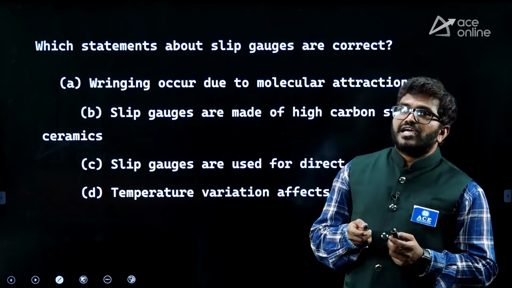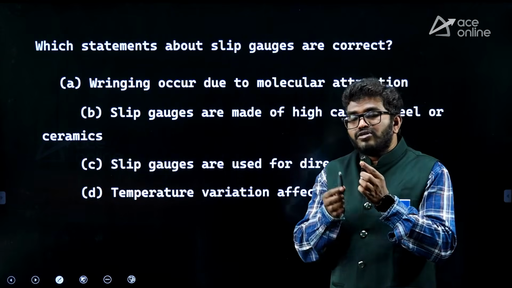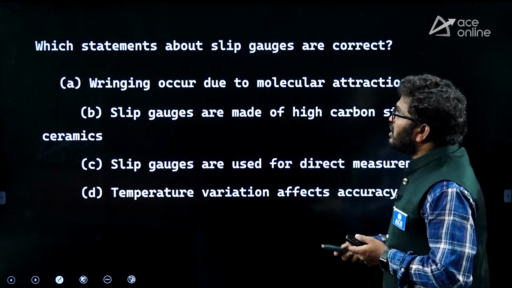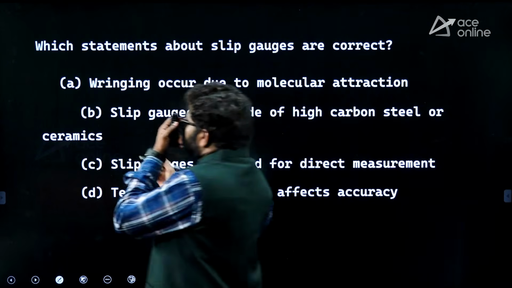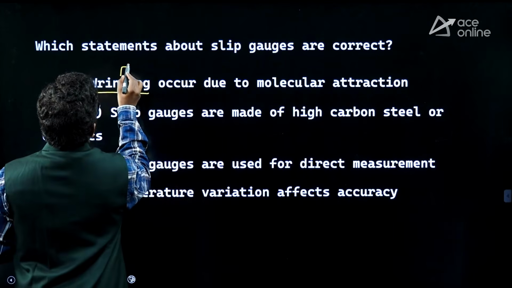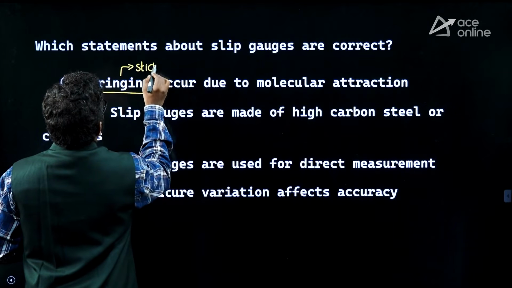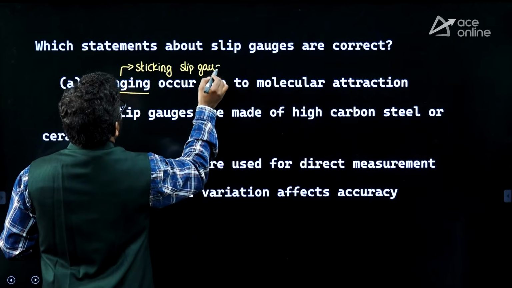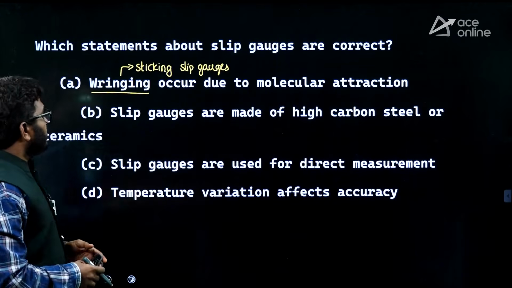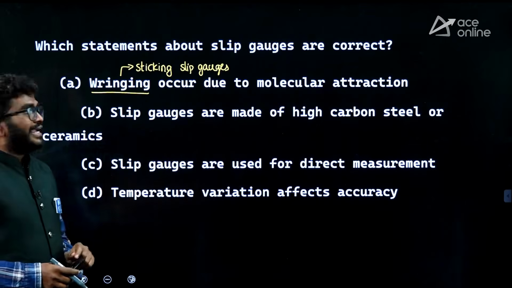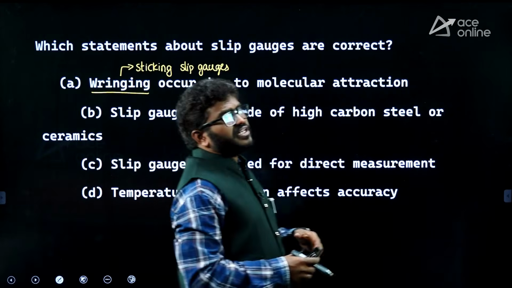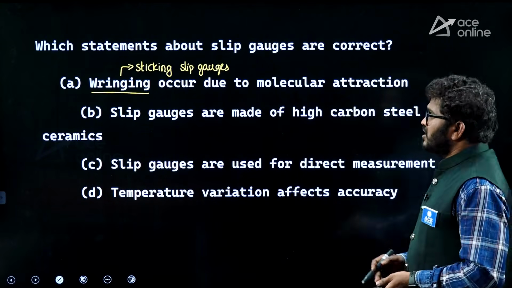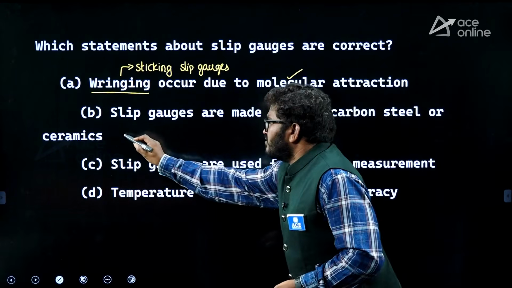Even in a metrology lab, you can see they are not going to slide because of the very high smooth surface finishing. Due to the molecular attraction, ringing occurs. Ringing means sticking of slip gauges. Now, slip gauges are generally made up of high carbon steels or ceramic materials. That is also correct. So first one is correct, second one is also correct.